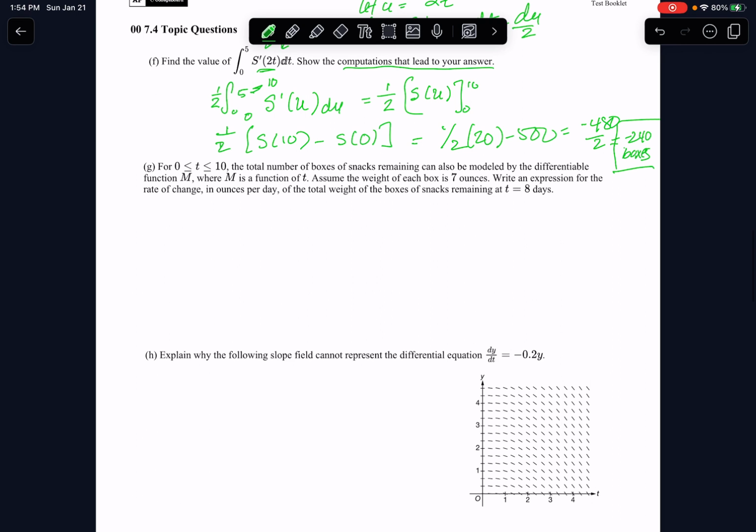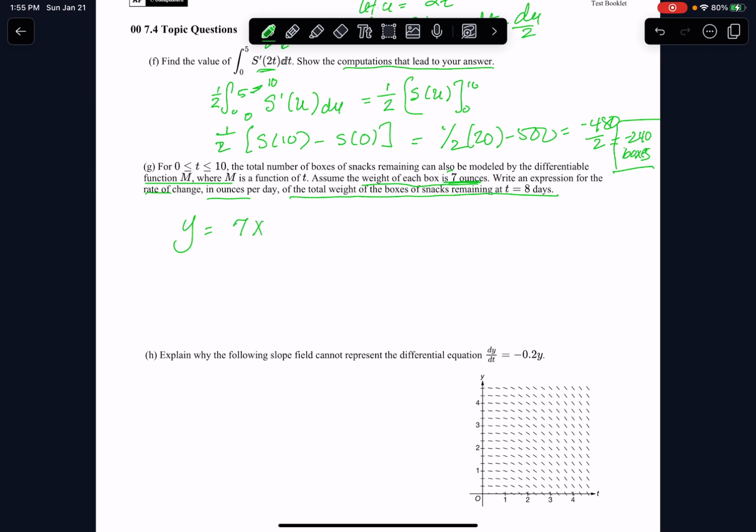G says, for the function 0 to 10, the total number of boxes of snacks remaining can be modeled by the differentiable function m, where m is a function of t. Assume the weight of each box is 7 ounces. Write an expression for the rate of change in ounces per day of the total weight of the boxes remaining at t equals 8 days. So we have the weight of each box being 7 ounces. So it's like we have a k is 7, like y equals 7x.